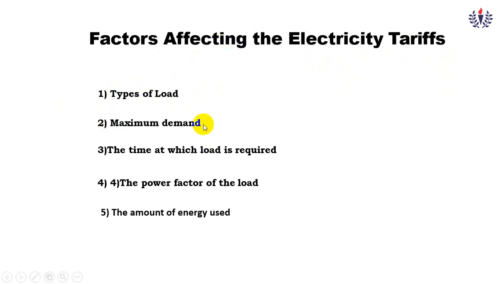And also based on the maximum demand. This is particularly for industry. Based on the maximum demand, the tariff may differ. And the time at which the load is required. For example, in electrical terms, there are two peak hours, that is morning 6 to 9 and evening 6 to 9. At that time, if you consume power, they may fix more charges for power consumption.